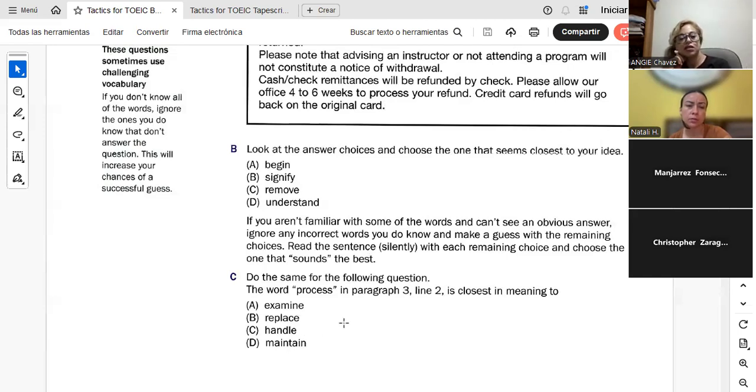To handle. To handle your refund, not to replace. Because this is a process, we say in Spanish, tramitar, the procedure: to handle your refund. Because there are different steps in every procedure, in every procedure in the company or in the shop, I don't know.